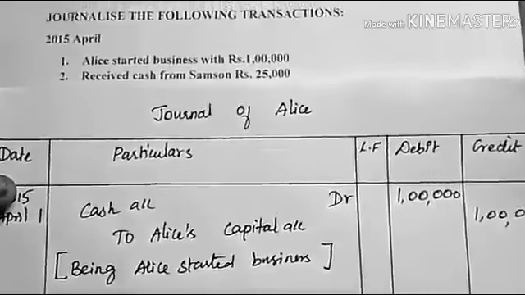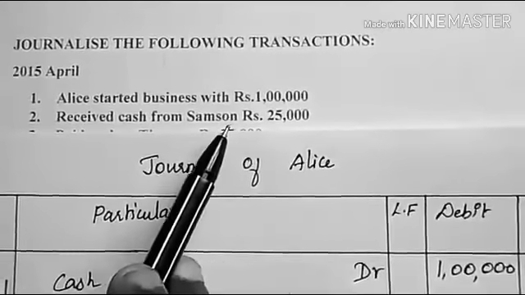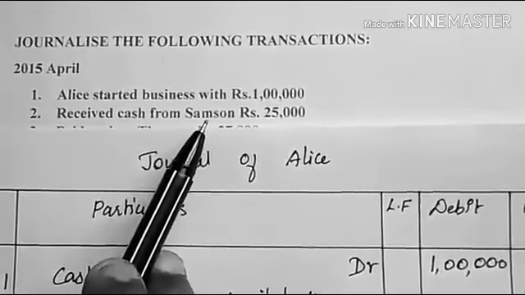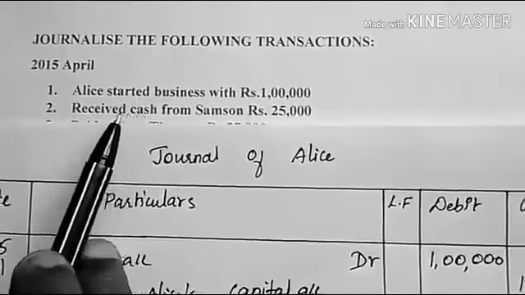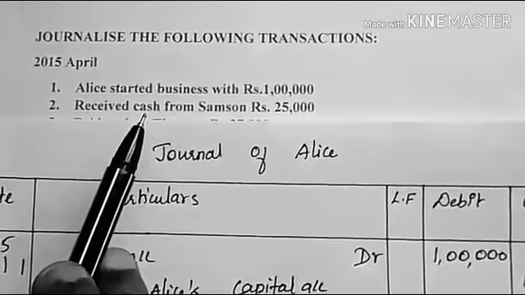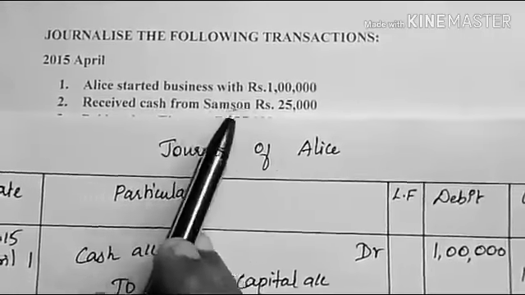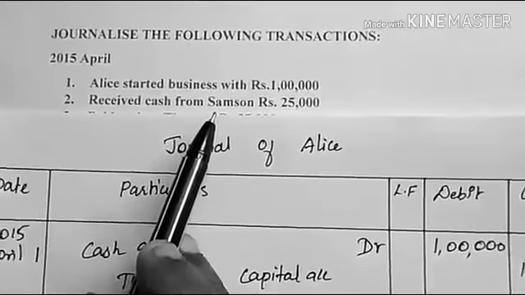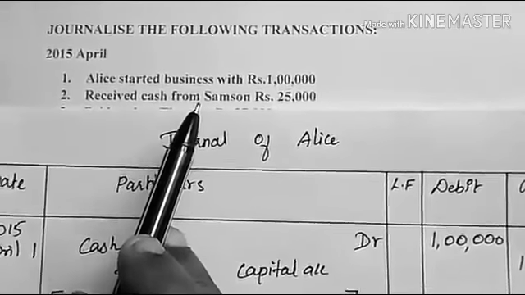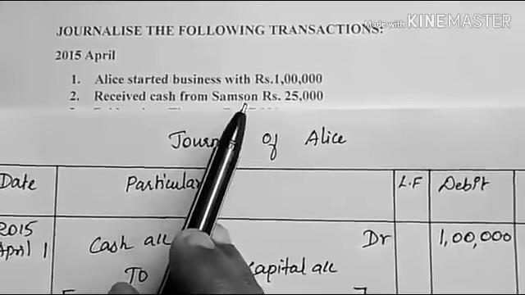Now go to the second transaction. Received cash from Samson. First identify the two accounts. Received cash means cash. The first account is cash. Samson, he is a person, no? So the second account is Samson account. So now you have identified two accounts. One is cash and the second one is Samson.